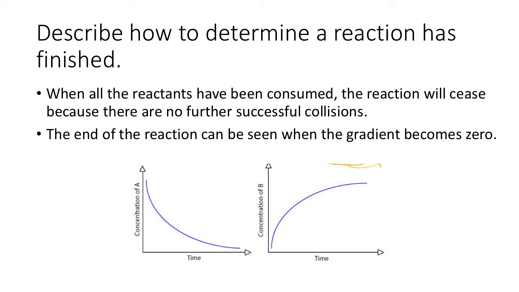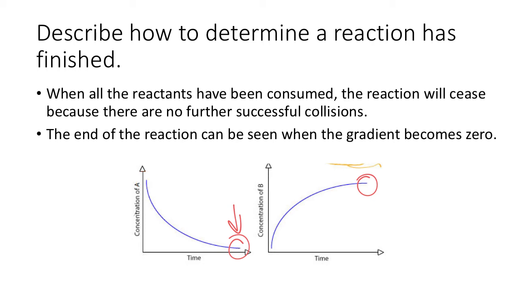Okay, so let's have a look at this diagram here. Where is the gradient 0? Is it here or here? The gradient is 0 there, and the gradient is 0 there at the end of the reaction. Okay, so remember, a flat horizontal line is a gradient of 0.